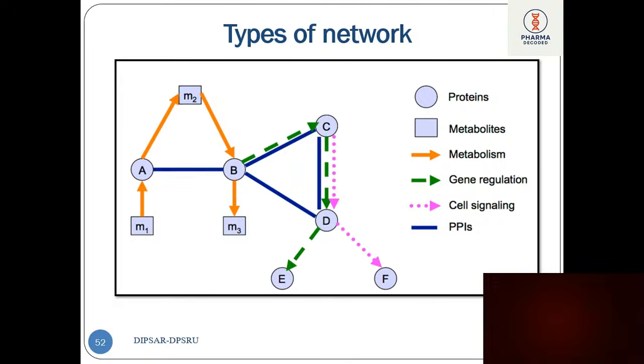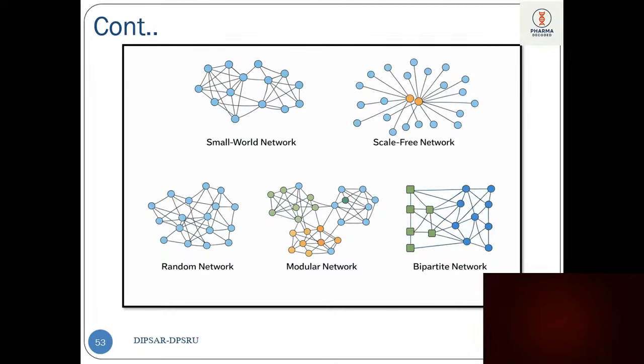Then different types of network. Someone of you also asked yesterday whether we can go with a protein network. Yes, you can go with protein networks, you can check that part as well. Then there are the small world network, scale free network, and modular network.